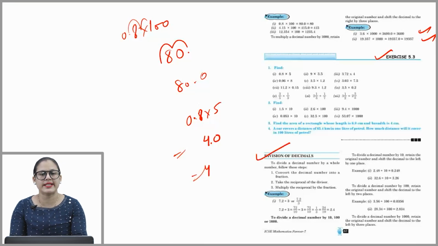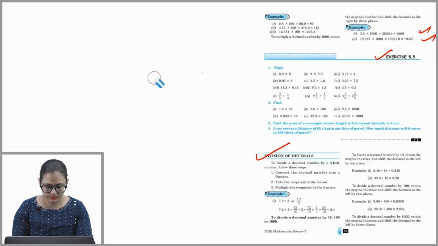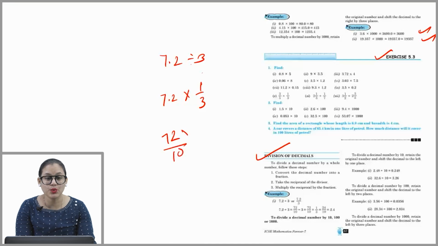Next, division of decimals. To divide a decimal number by a whole number, follow these steps. Number 1, convert the decimal number into a fraction. Number 2, take the reciprocal of the divisor. Number 3, multiply the reciprocal by the fraction. Let's do the example. 7.2 divided by 3. 7.2 into, we take the reciprocal of this, 1 by 3. Or you can write 72 upon 10 into 1 by 3. 3 2s are 6, 3 4s are 12. 24 by 10, or you can write 2.4.